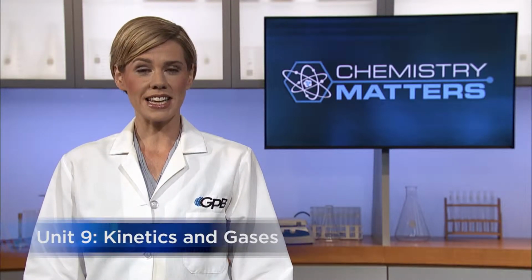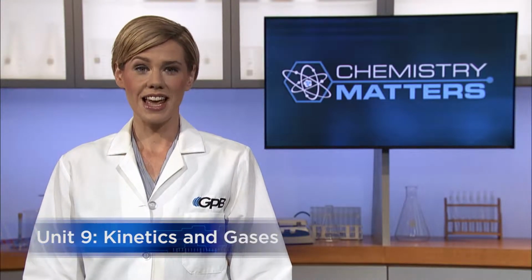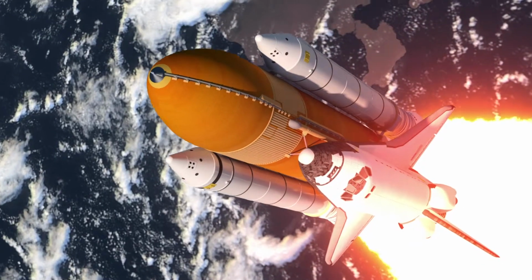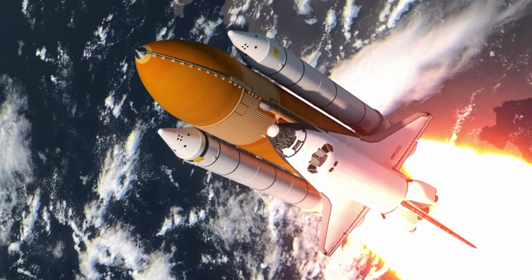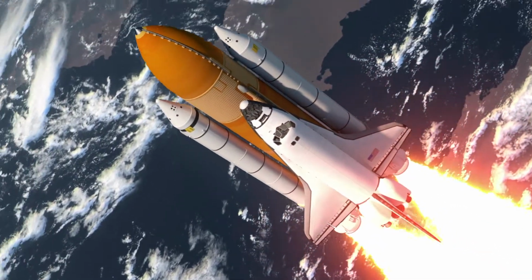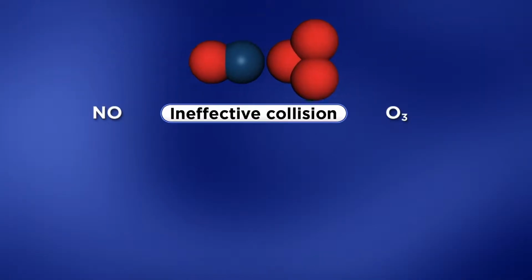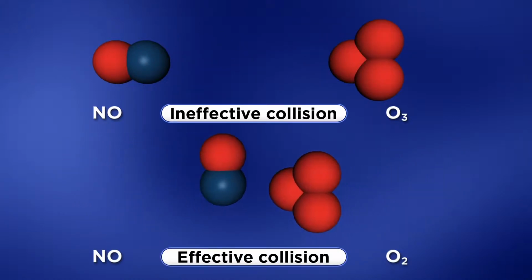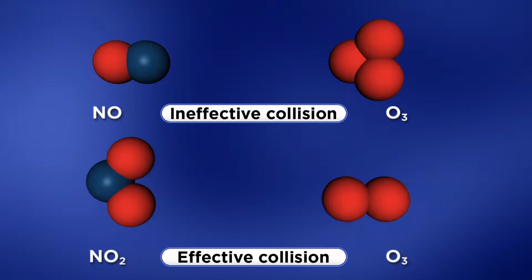Unit 9 investigated kinetics and gases, and in our Unit 9 toolkit, you can find a document listing all of the Georgia science standards addressed in this unit. Kinetics is the study of factors that affect the rate of chemical reactions. Kinetics is based on collision theory, the idea that molecules must collide with each other in order to react, and that some collisions are effective while others are ineffective.